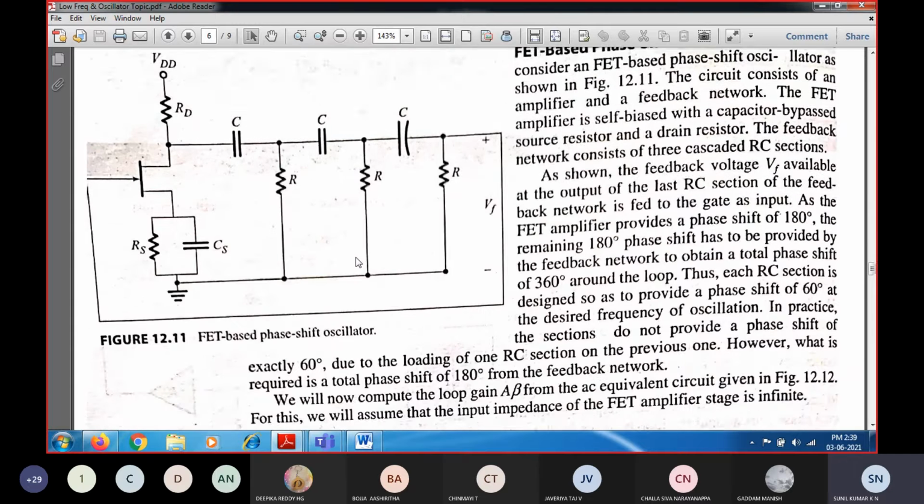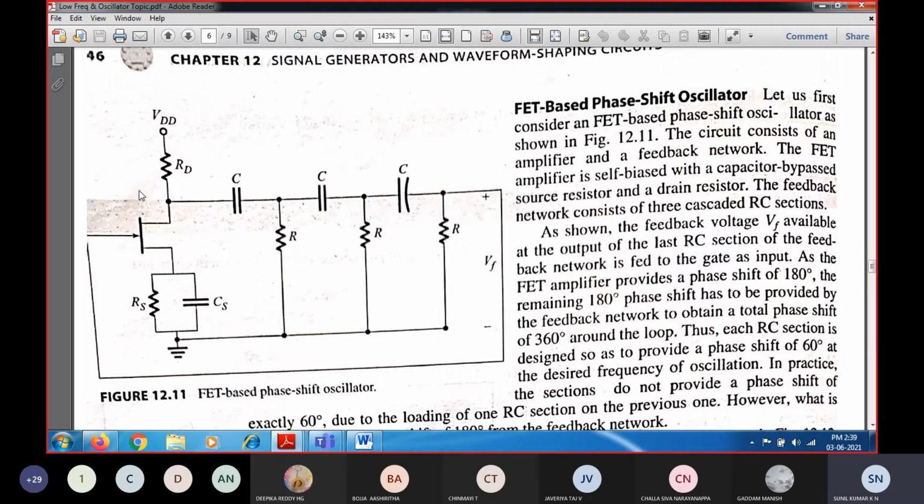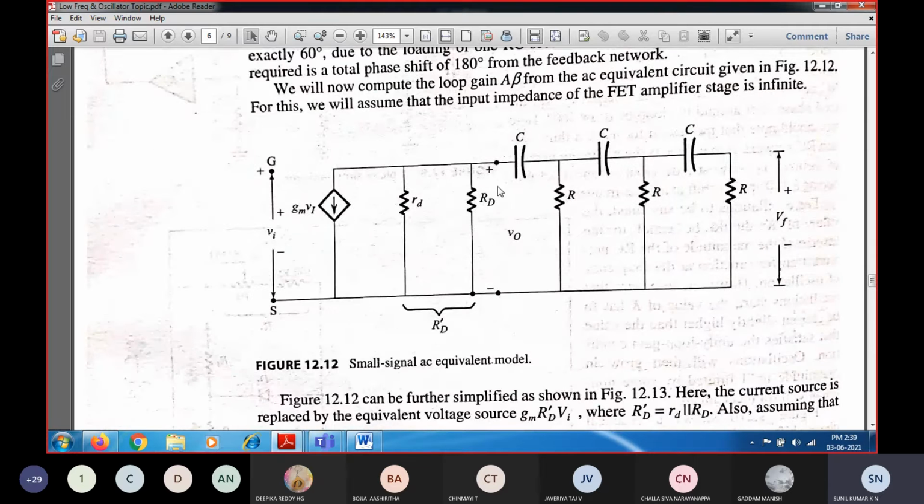For that, we first need to reduce the circuit to its corresponding AC equivalent circuit. So this is our AC equivalent circuit, followed by the RC phase shift network. Here the input voltage is applied between the gate and source, denoted as VI, and that input controls the output current between the drain and source. So you have a controlled current source, a voltage controlling a current, given by gm times VI.